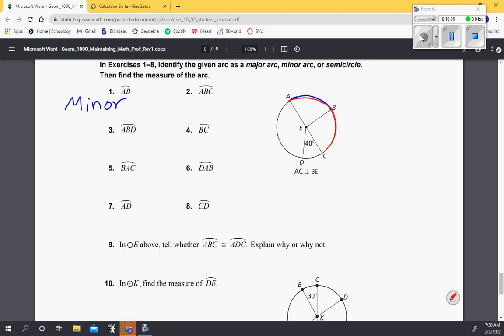ABC. Guess that is a semicircle. Again, let's look at what they give us here. They say AC is perpendicular to BE. So AC is a segment that's perpendicular to BE, which means this is a right angle, that's a right angle. So AC is a straight line, that's our diameter, so ABC is a semicircle. Okay.